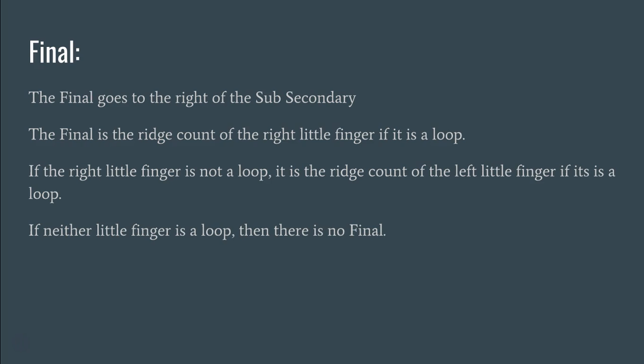All right, last step. The last part of the Henry classification is called the final. The final is written to the right of the subsecondary, so it goes on the far right of our classification. The final is going to be the ridge count of the right little finger if it's a loop. Now, if the right little finger is not a loop, so if it's a whorl or an arch, then we look at the left little finger, and we use the ridge count of the left little finger if it's a loop. But if neither of the little fingers is a loop, then there is no final. So we're basically just looking at the pinkies. The majors deal with the thumbs. The pinkies are the final.